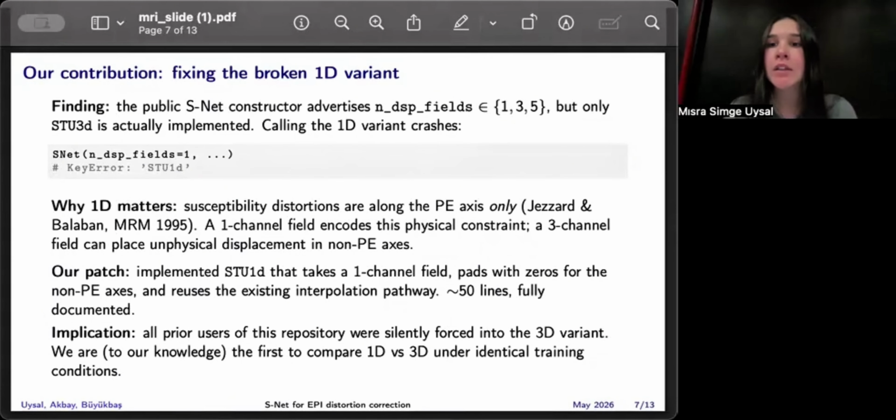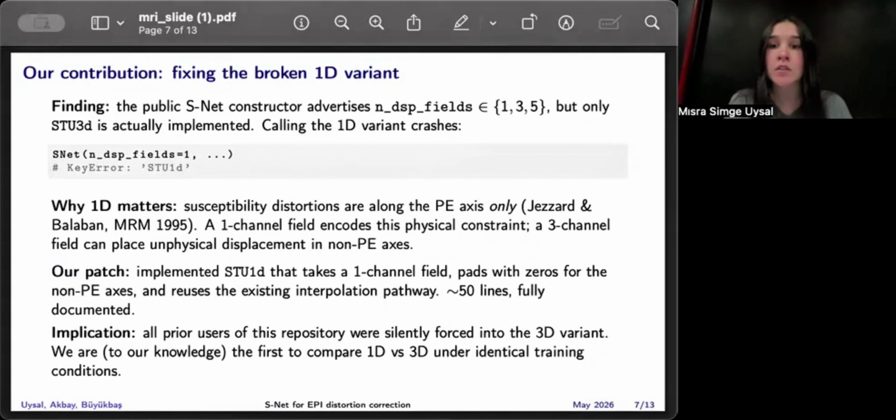Now here's where we did something beyond just running existing code. The SNet constructor in the public repo advertises that it supports three displacement field dimensionalities: 1, 3, or 5. The physically correct choice is 1, because susceptibility distortions are along the phase-encode axis only. By physics, that's the Jezzard and Balaban results from 1995. A one-channel field encodes a physical prior. A three-channel field allows a network to predict unphysical displacement in non-PE directions.